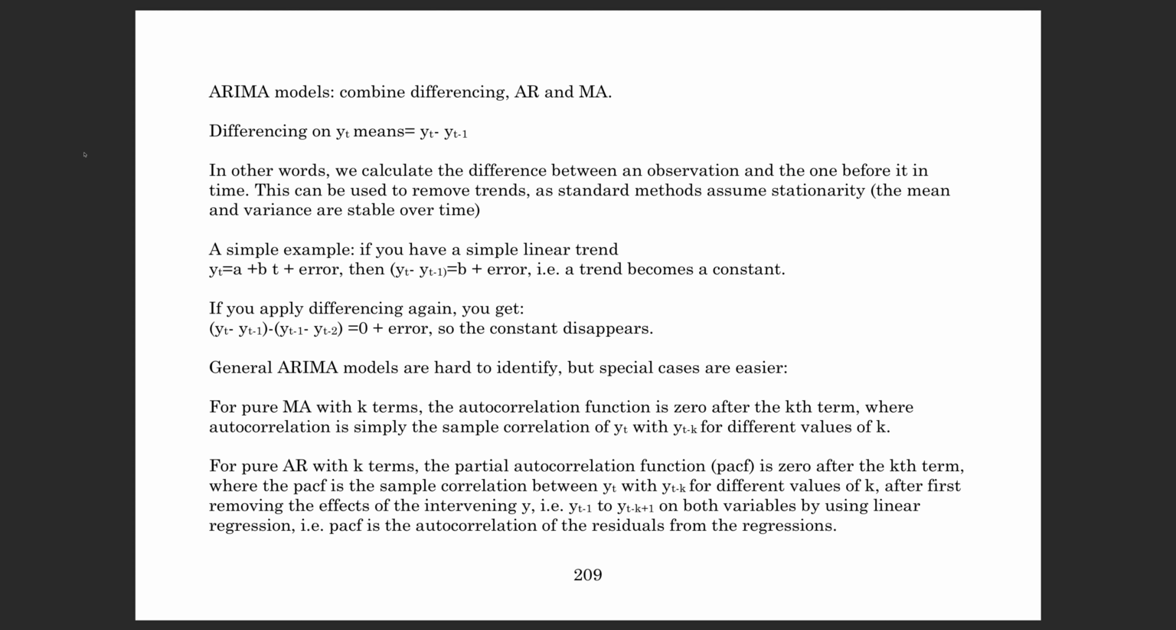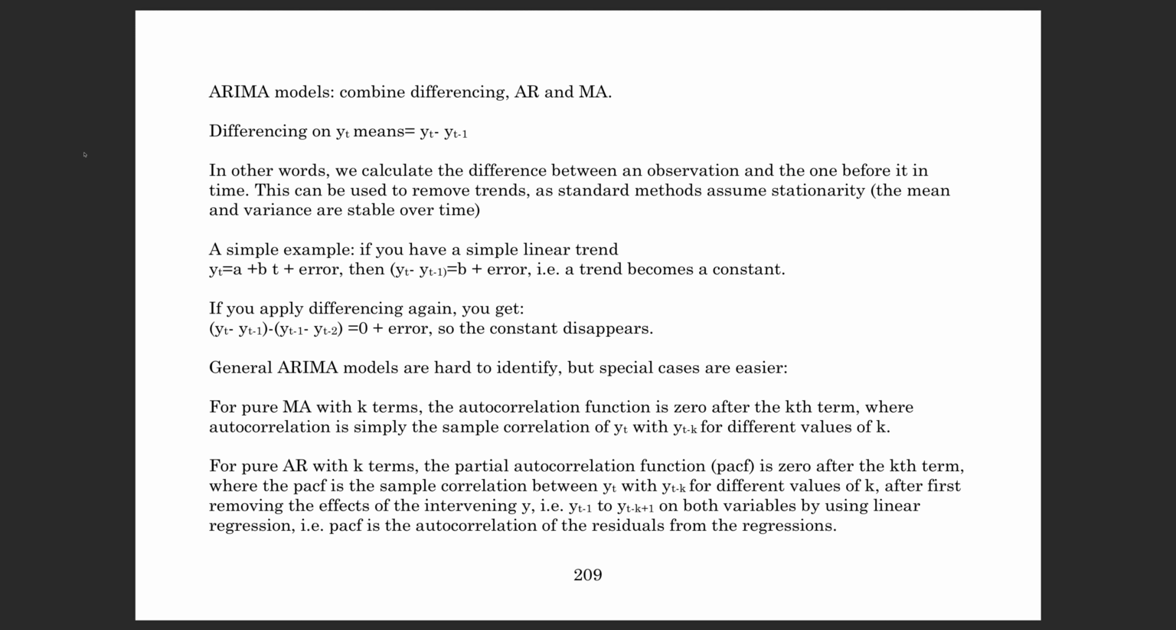By calculating the difference between an observation and the one before it, we remove trends, because the standard methods assume that the mean and the variance are stable over time, which is what we call stationarity. In the time series context, stable variance, we already said, was a key assumption in all of these models.